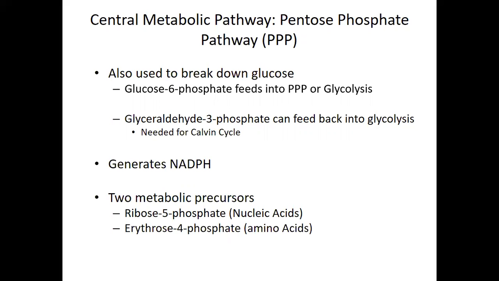NADH is present in glycolysis, and you'll see here in just a second the TCA cycle. FADH2 is also found in the TCA cycle. The only place that we find NADPH is going to be in the pentose phosphate pathway. Two of the very important metabolic precursors that are produced from the pentose phosphate pathway are ribose 5-phosphate and erythrose 4-phosphate. These are two essential building components for amino acids and for nucleic acids.